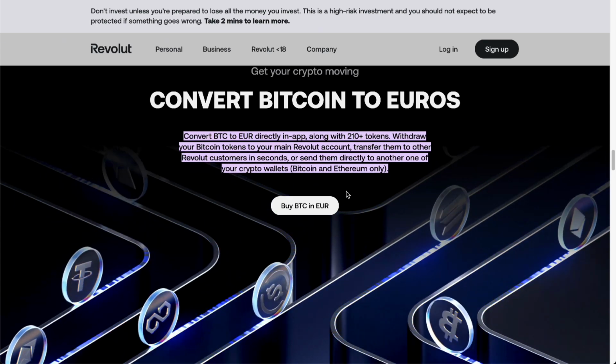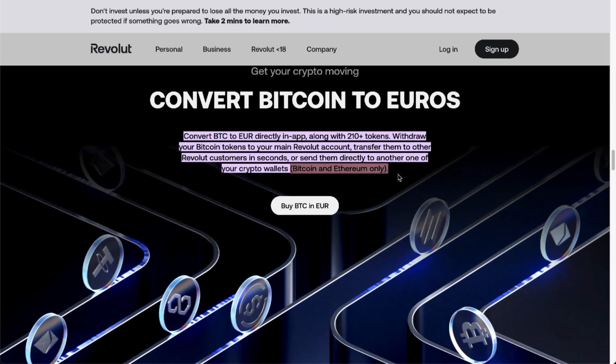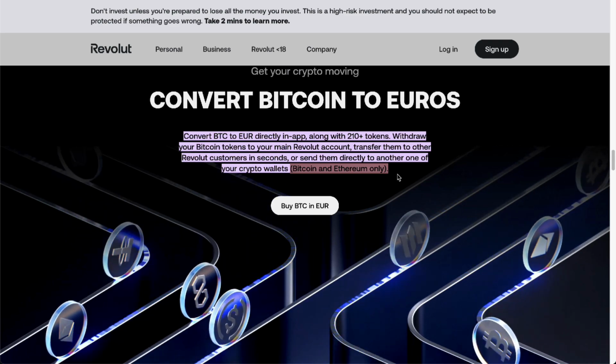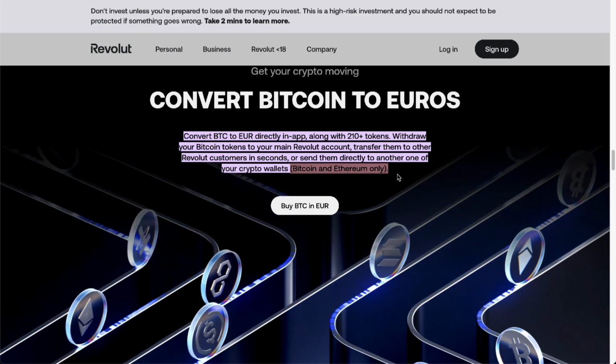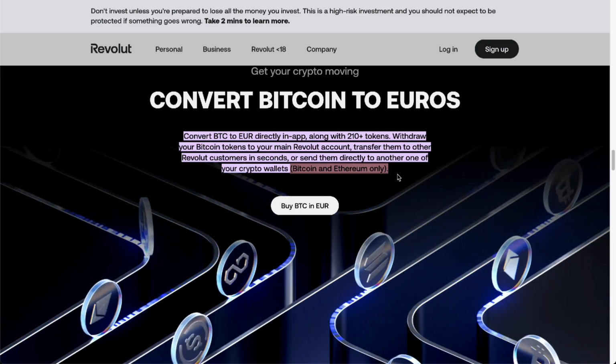So as you can see right here, it only works usually for Bitcoin and Ethereum only, because Revolut is really strict when it comes to cryptocurrencies. And there you go.